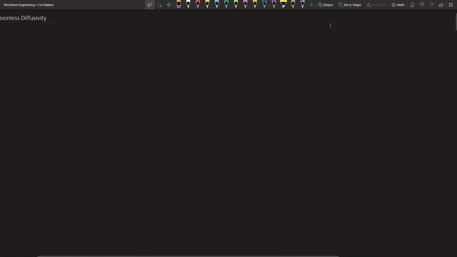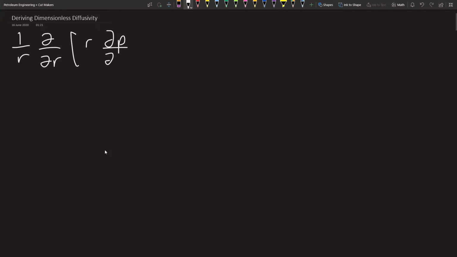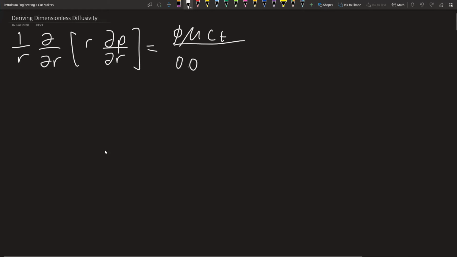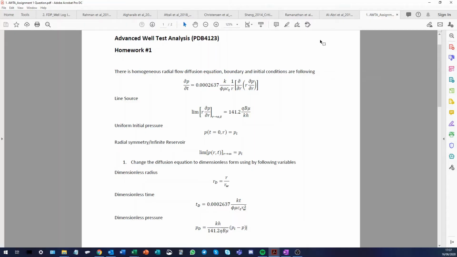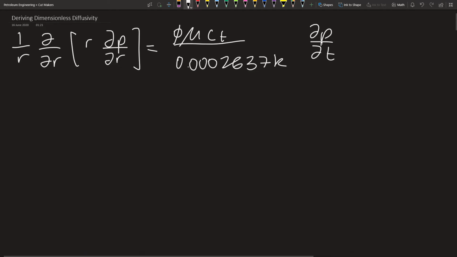Alright, so now let's go for our derivation. The diffusivity equation is defined as 1 over r, dou over dou r, dou p over dou r, is equal to phi mu c_t over 0.000263 k, dou p over dou t.